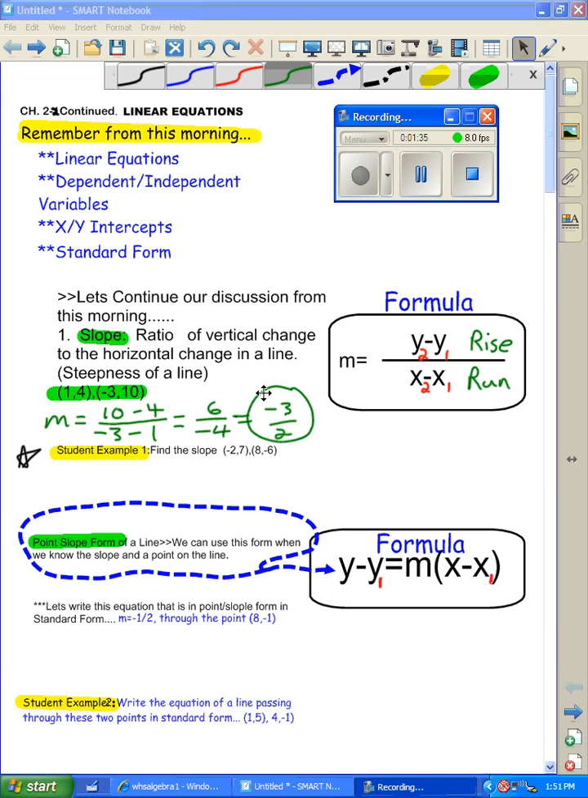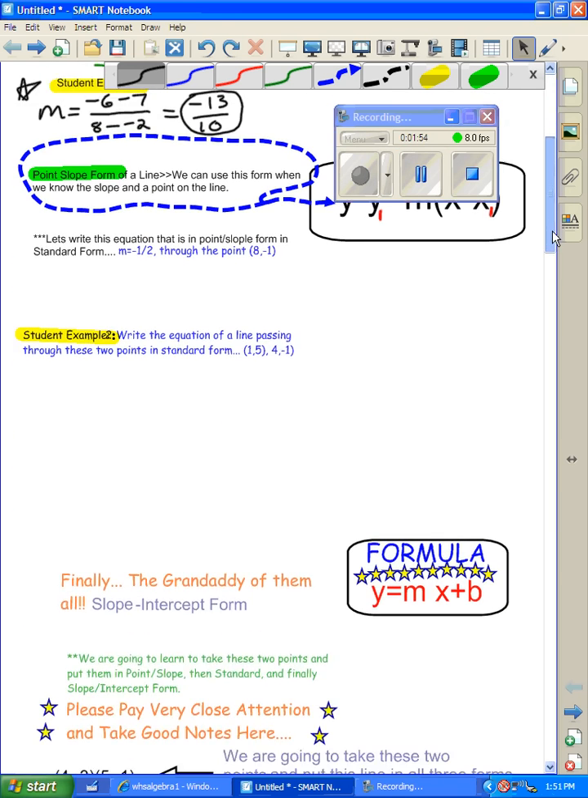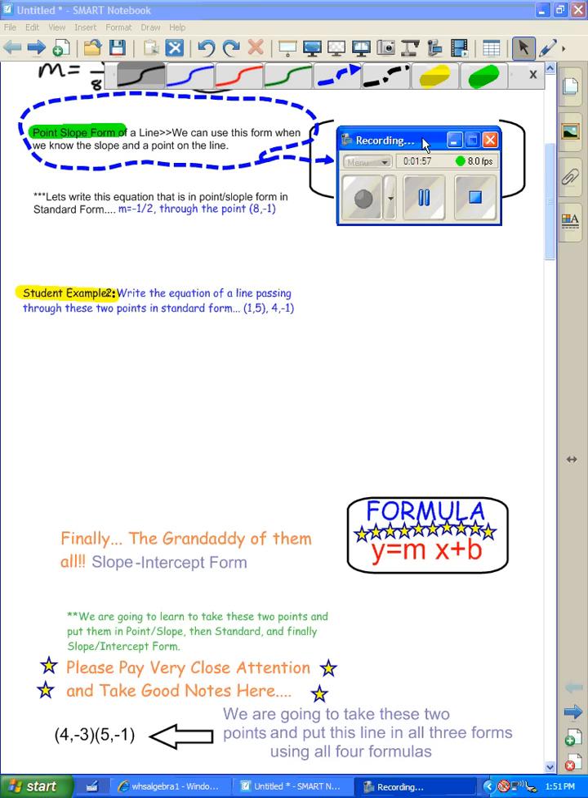Student example 1. All right, did you get negative 13 over 10? Quickly, that's y2, negative 6, minus y1, 7. x2, 8, minus negative 2. 8 minus negative 2 means to add. That gives you your 10. Negative 13 over 10.